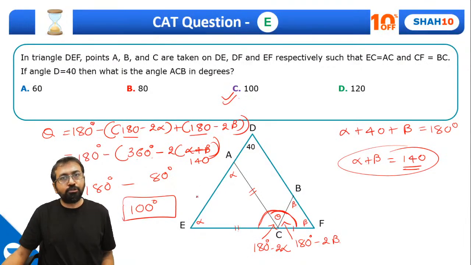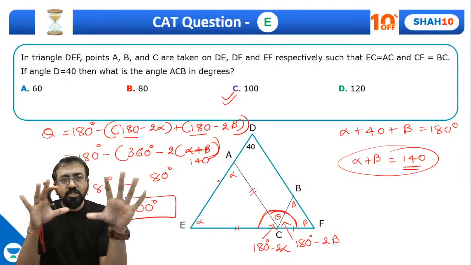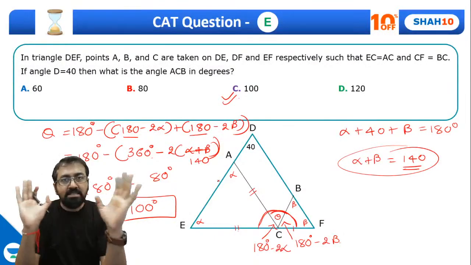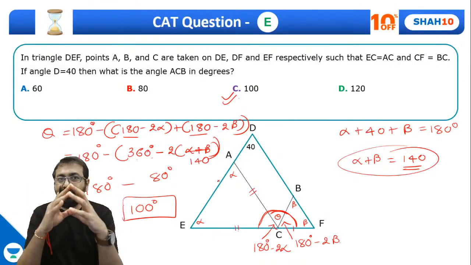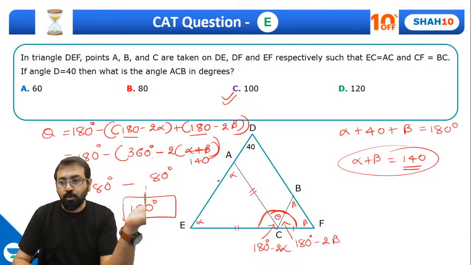Everyone, have you understood this? Right, so this is how you can solve the question. Now see, please understand, all these questions are just based on the basic properties of a triangle. We haven't discussed any complicated theorem as of now. So let's quickly revise those points now.